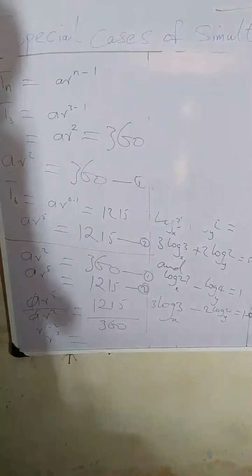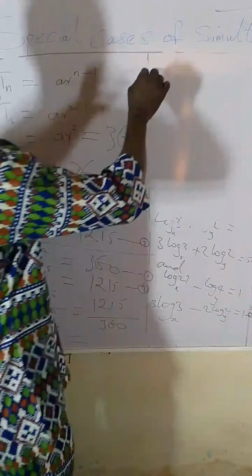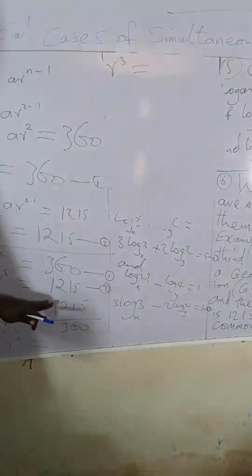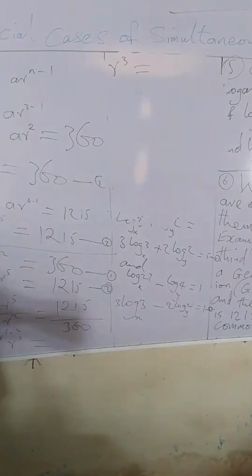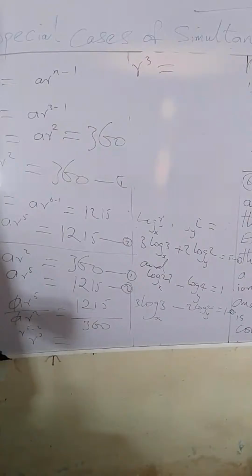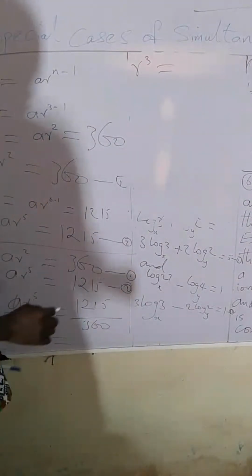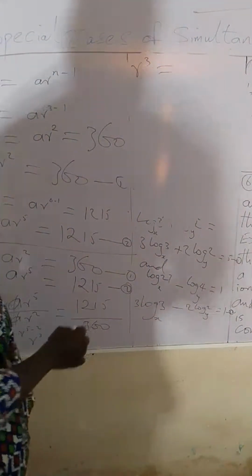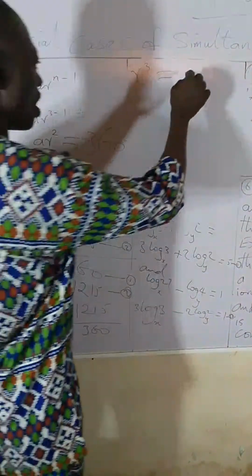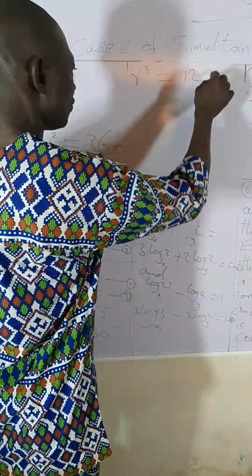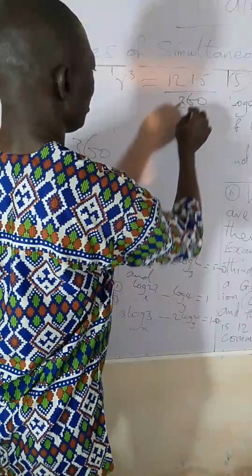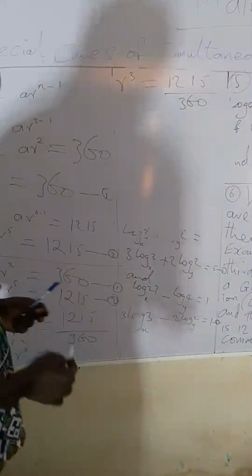The left hand side has given us R raised to the power 3 is equal to, when we reduce this number to the lowest term, let us see what we are going to have. Let us divide that number and reduce it to the lowest term and see what our answer is going to be. We have 1,215 over 360. Yes, let us reduce this to the lowest term.